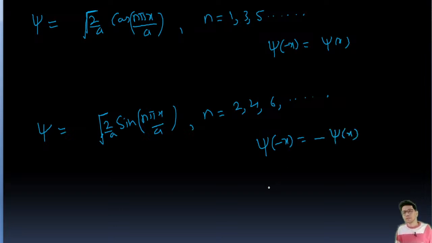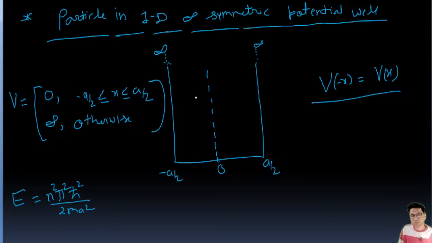Okay, psi of minus x equals minus psi of x. If the potential is symmetric, the energy is going to be the same as for a particle in an infinite symmetric potential well, that is n squared pi squared h cut squared upon 2m a squared, which I have already derived.